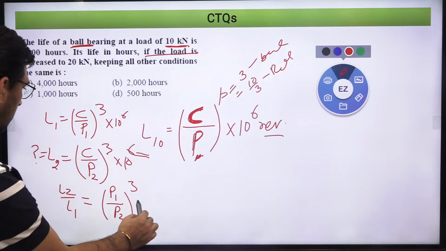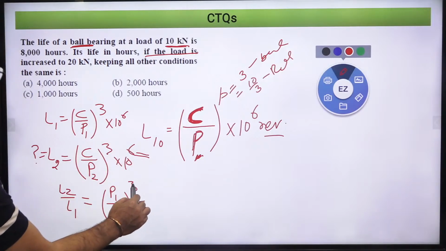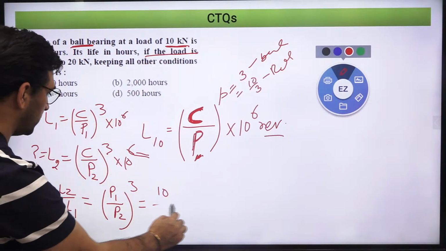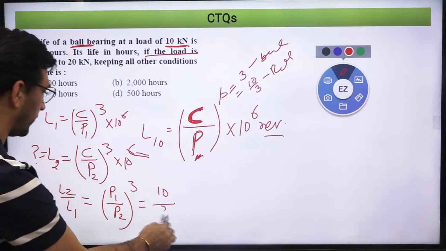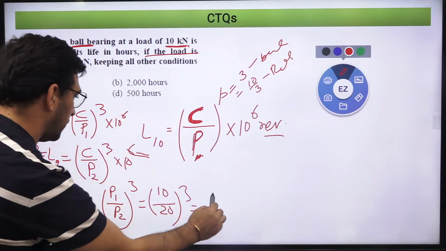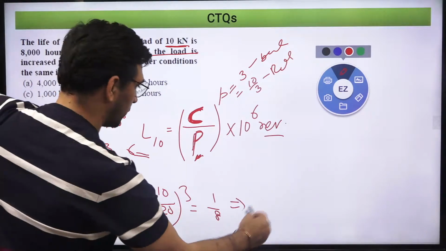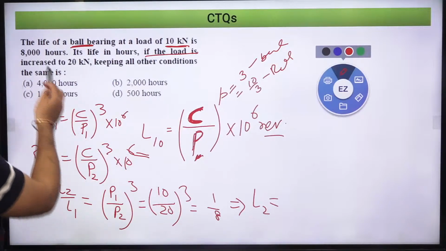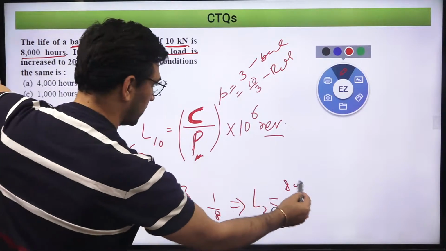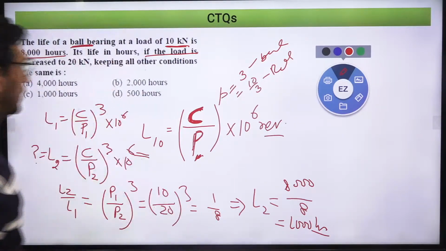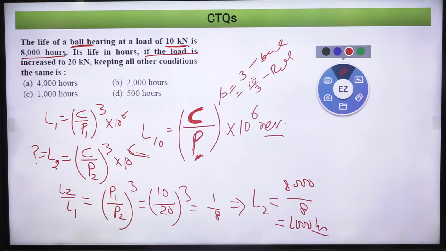So P1 is how much? Initially 10 kilonewton. P2 is how much? The load is increased to 20. So (10/20) to the power 3 is 1 by 8. Am I correct? So he's asking me to calculate L2 in hours. L1 in hours is given, so L2 will be equal to L1, which is 8,000 hours, divided by 8. So how much is that? 1,000 hours. Am I clear? So C is the correct answer.